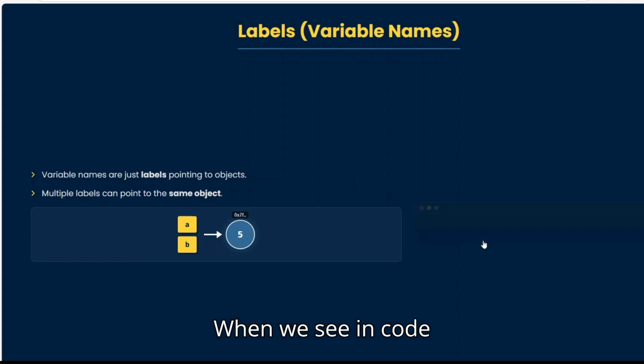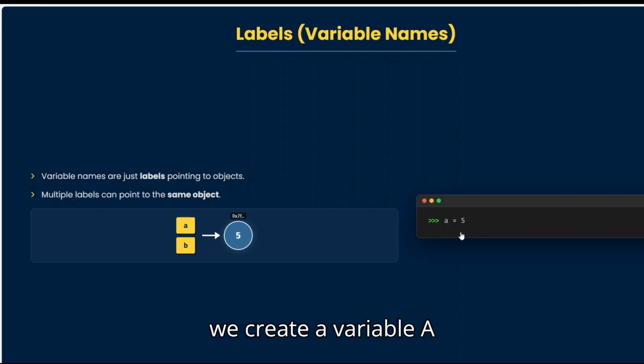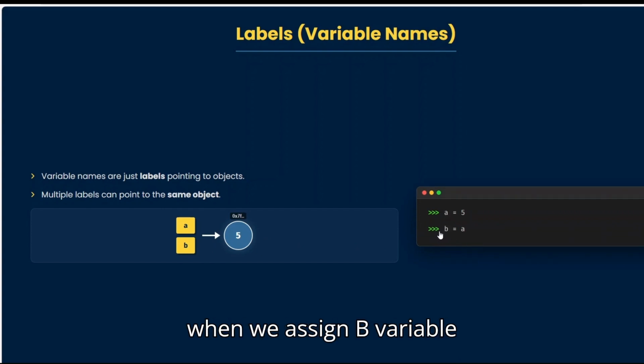When we see in code, here we create a variable a which stores the value 5, and when we assign the variable a to variable b, that means both have the 5 object value. It simply makes b point to the same object that a is pointing to. Python does not create a new 5 for the b variable.